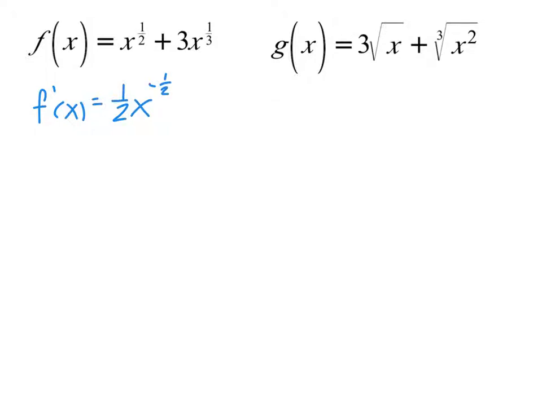Then I repeat the process for this second one. So plus, and now I do 3 times a third. Well, that's just 1, so that goes away. And then we do x to the power of, and now I do 1/3 minus 1, which gives me a negative 2/3.